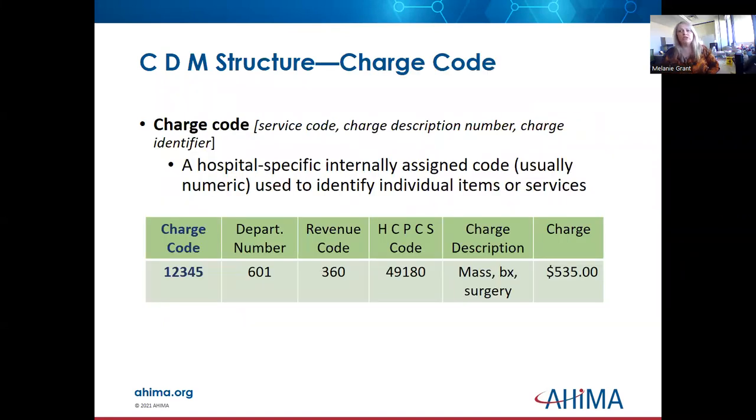So as we look at the charge codes, it is important to keep in mind where this information comes from. A lot of it's going to be very specific to the hospital or facility in which you are currently working. The charge code is something that's given from the system, as well as department numbers, while the revenue code and your CPT code, as well as the charge description, come directly from code sets, identifying those particular areas.